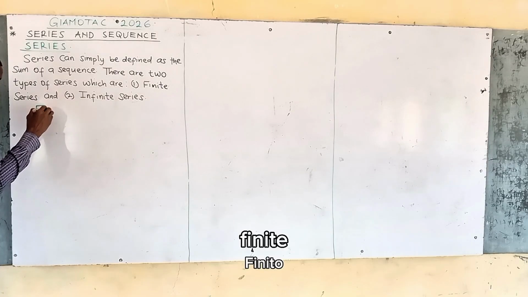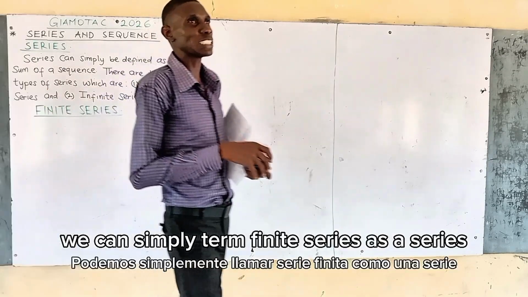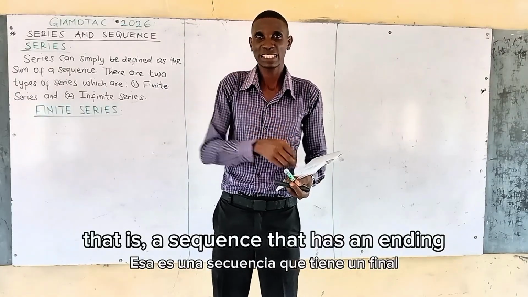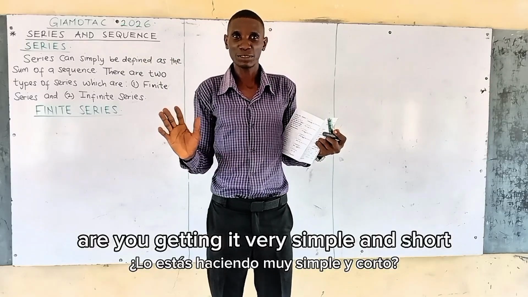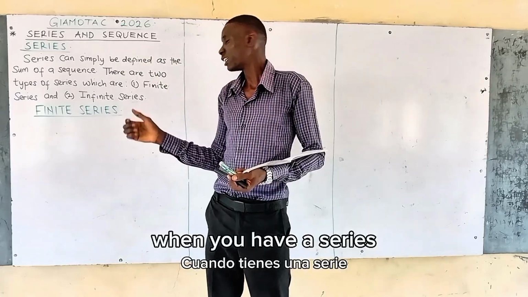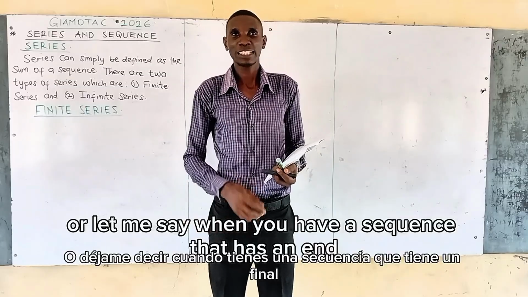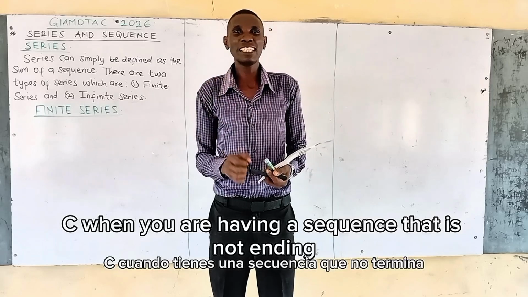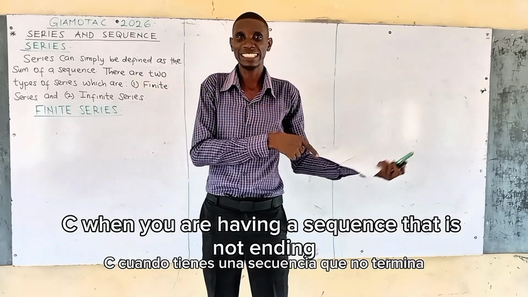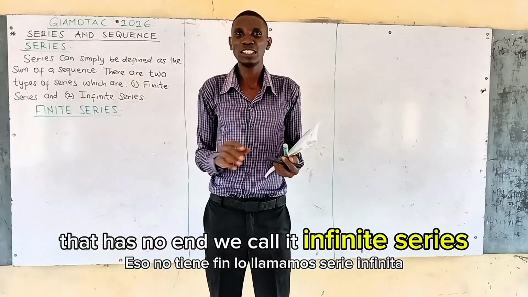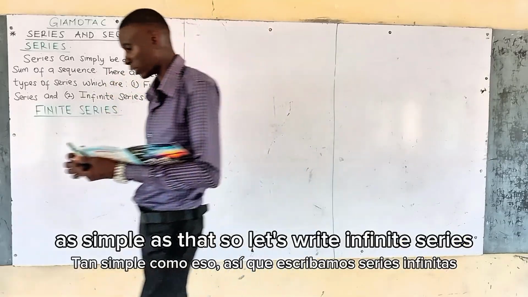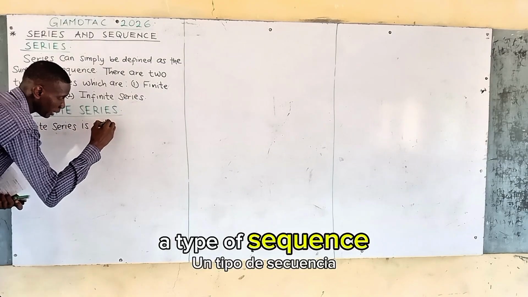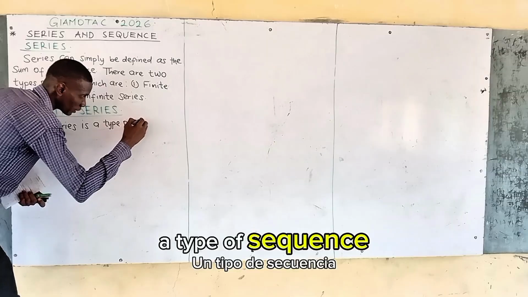So what do we call finite series? Let us see. When we are talking about finite series, we can simply term it as a sequence that has an ending. Are you getting it? Very simple and short. When you have a sequence that has an end, it is finite. Simple as ABC. When you are having a sequence that is not ending, that has no end, we call it infinite series. As simple as that. So let's write finite series. Finite series is a type of sequence.